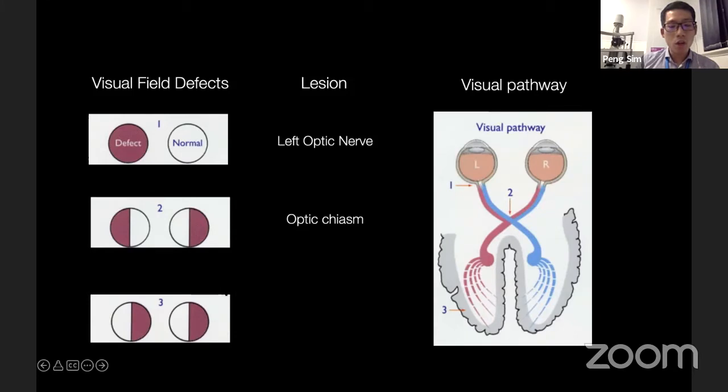So this here is a right-sided homonymous hemianopia. When the right side is affected, because everything in the eye is opposite, you would expect the lesion to be on the left side. So in this case, it would be the left optic tract or the left visual cortex. So it'll be this side here. Okay.